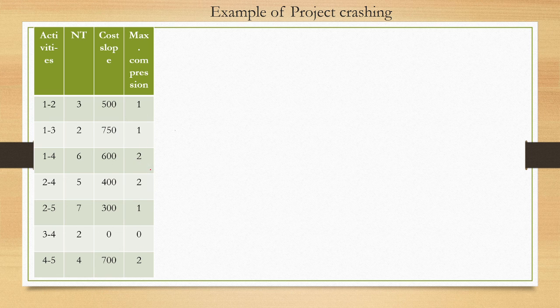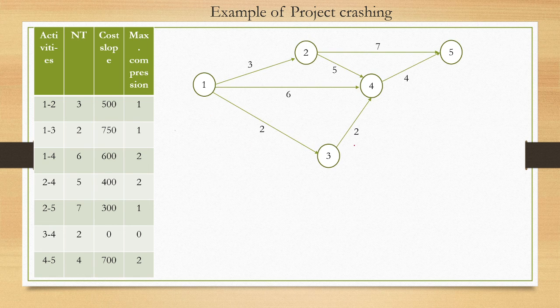Now what will be the next step? You need to draw the network diagram first, and then you need to find out which is the critical path and what is the project duration. So this is the network diagram. And what is the critical path?